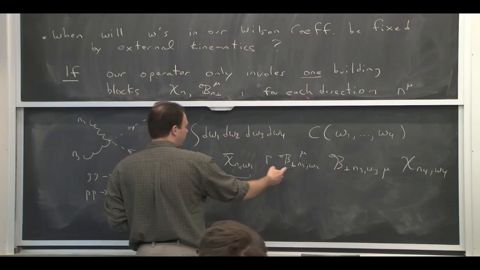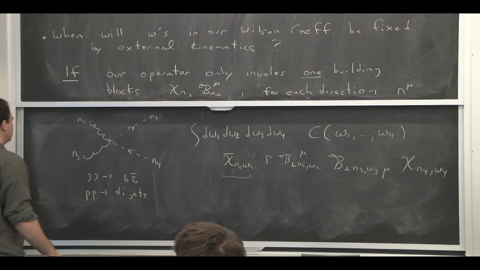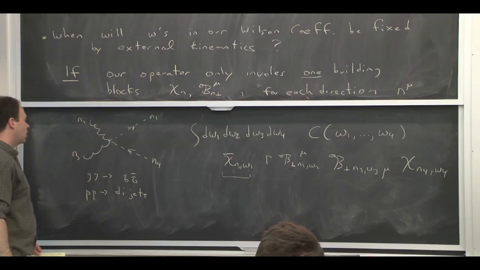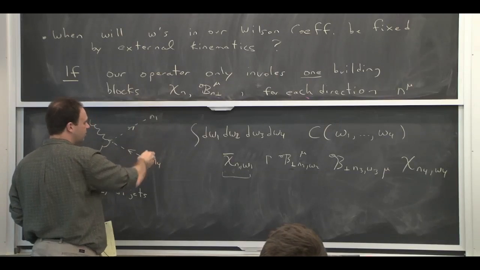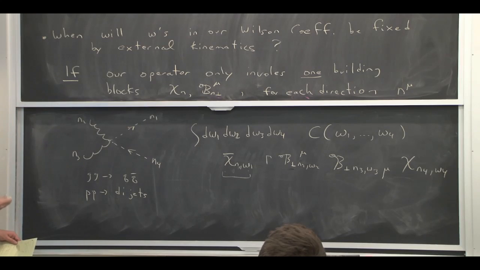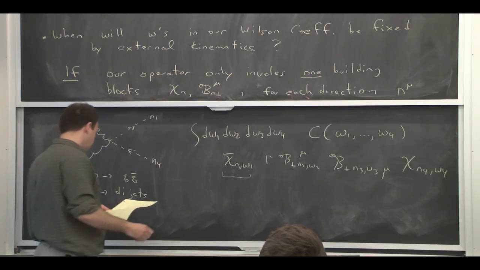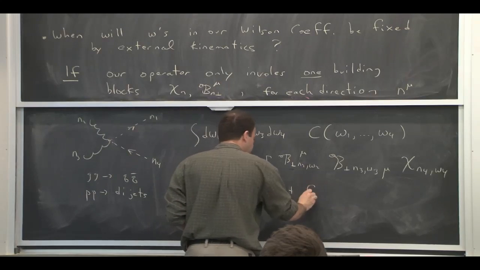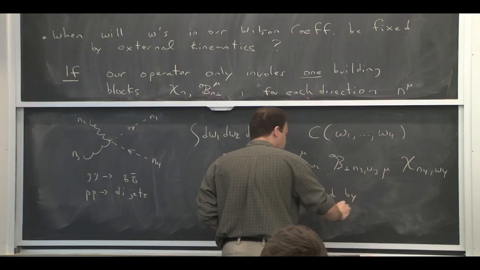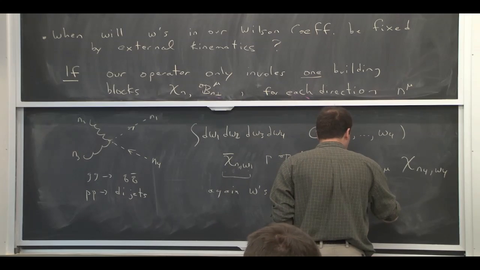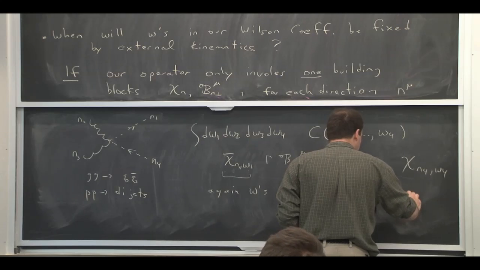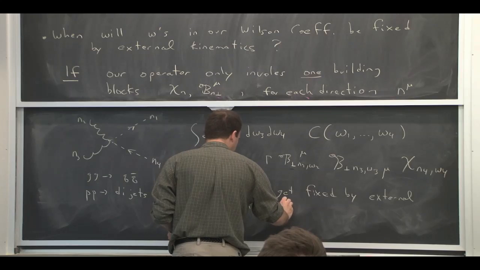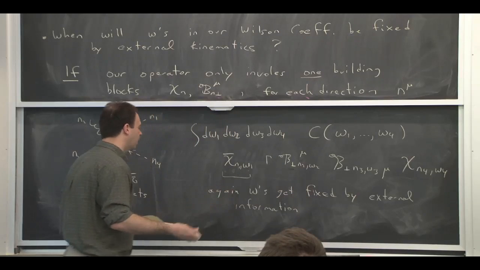And so if you think about what can fix these ω's, it's really only external information. So what are the momentum fractions of the incoming quarks from the PDFs? What are the energies of the outgoing jets? That's the type of information that even in this case would fix the ω's. So if we were to calculate the Wilson coefficient for this operator and do its renormalization group, it would again be of a product form.